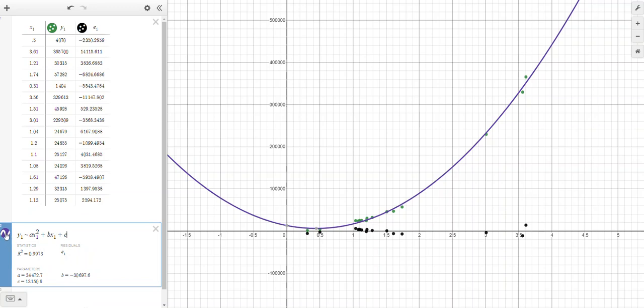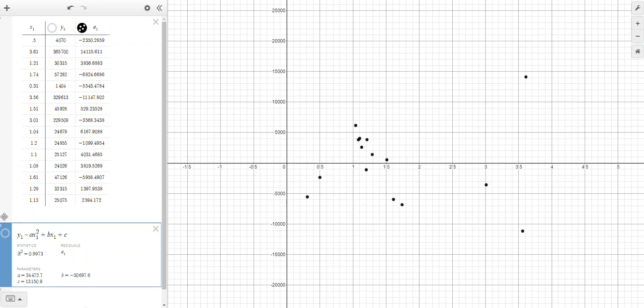I am going to hide the curve of best fit and the original data. And I'm going to zoom in on my residual plot here. So this is the residual plot for my quadratic equation of best fit. Now let's look at an exponential.